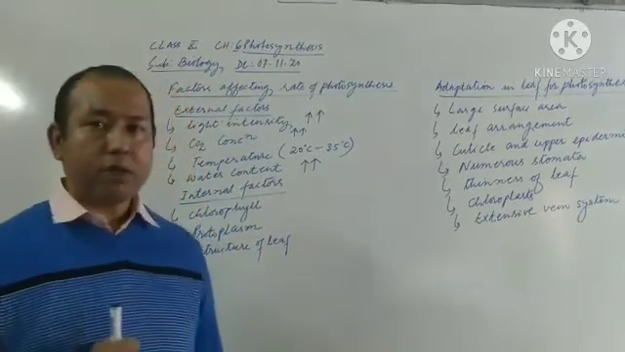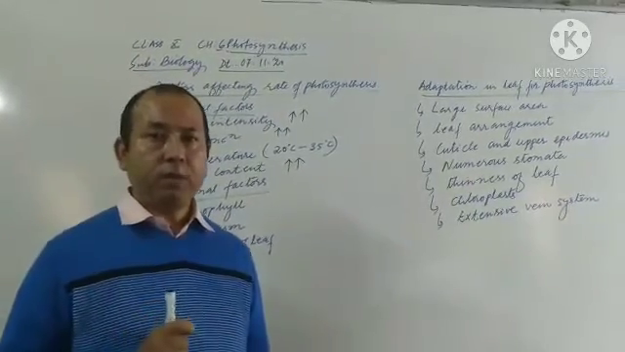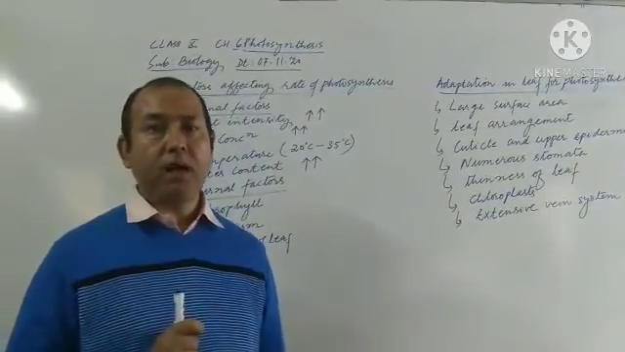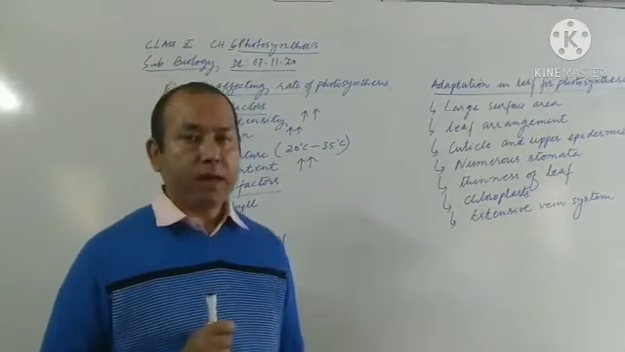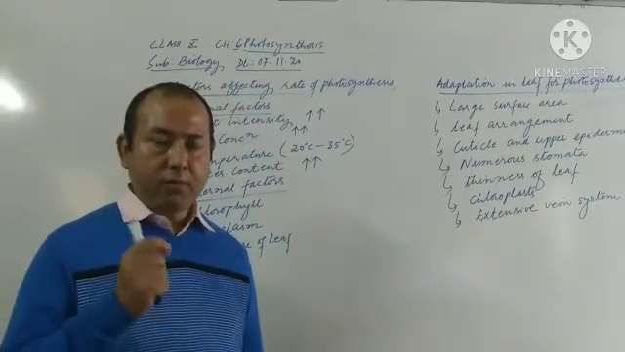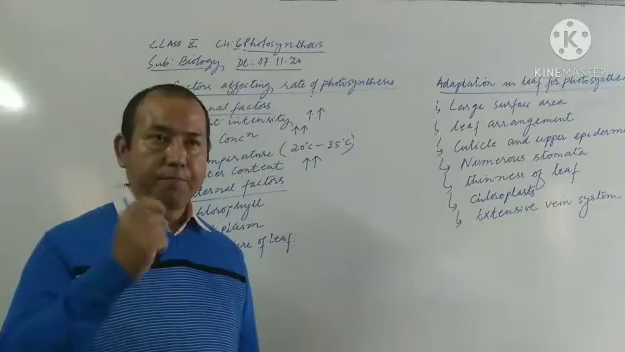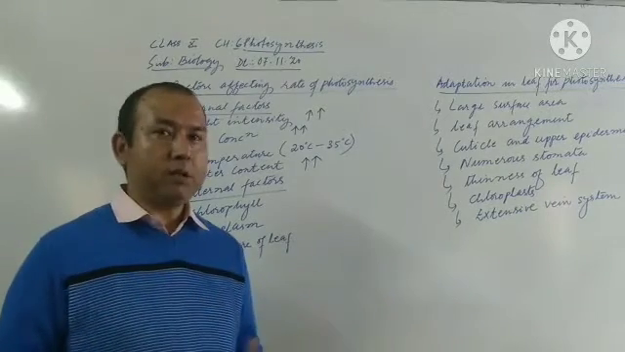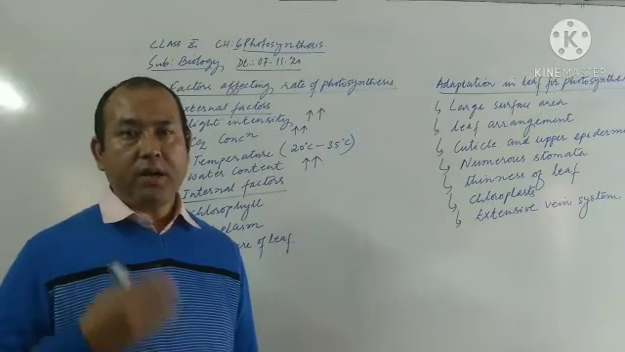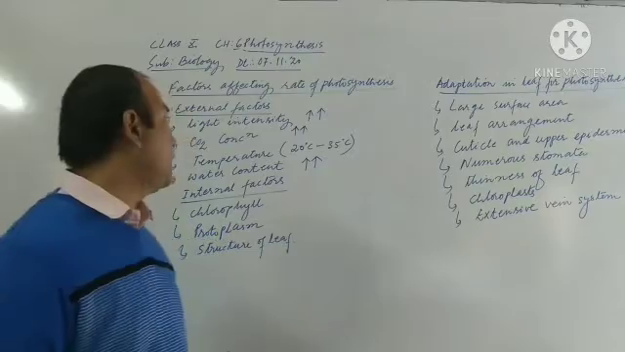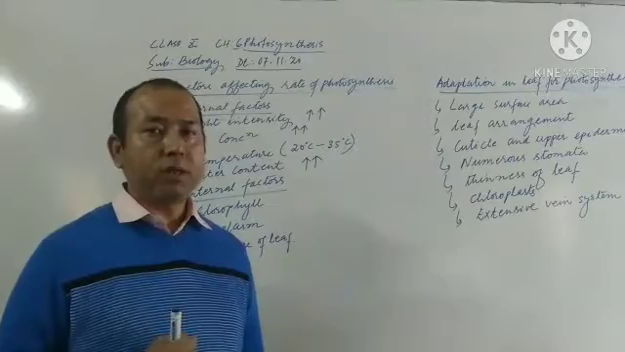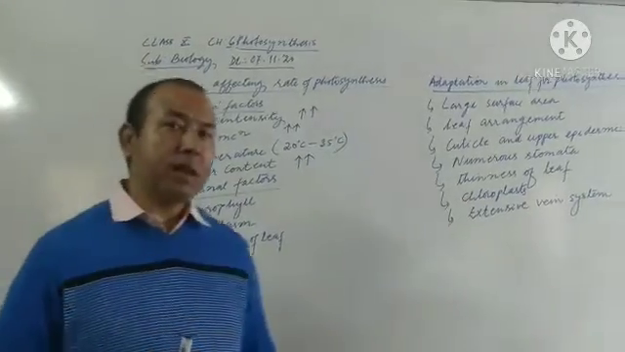Now the second one is carbon dioxide concentration. As we know, carbon dioxide is one of the raw materials to carry out the process of photosynthesis. So with increase in the intake of carbon dioxide, or if carbon dioxide is more in the atmosphere, more and more carbon dioxide can be taken, and thereby the rate of photosynthesis keeps on increasing. So we can say that with increase in the concentration of carbon dioxide in the atmosphere, the rate of photosynthesis keeps on increasing.